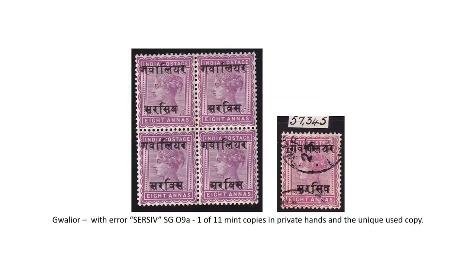Here we have where the characters are now transposed. If you look at the top left stamp, the Devanagari word on the bottom line reads Sir Siv instead of Sir Vis. So the vis and the sir have been transposed. Again, this is one of 11 mint copies in private hands and the unique used copy in private hands.